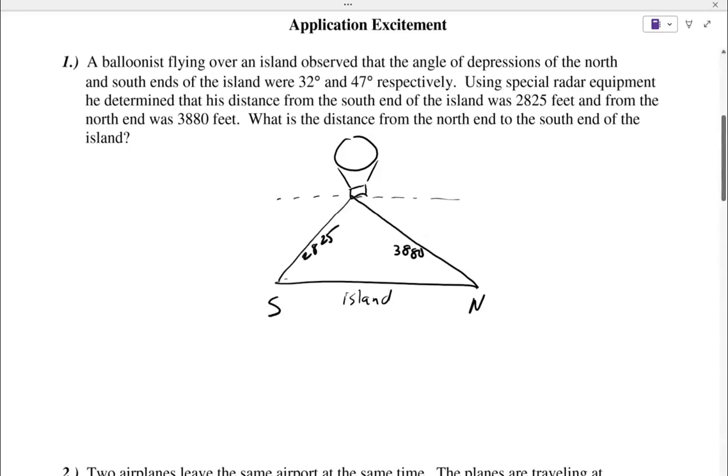The other thing we need to remember here is, remember, angle of depression is always off horizontal and down to where you're looking. So it always goes off the horizontal and down, right? Angle of elevation, angle of depression are always measured off the horizontal. Elevation is up, depression is down. So it says that the angle of depression to the north end is 32. So I know this angle is 32. This angle is 47. And it wants to know how wide the island is from north to south.